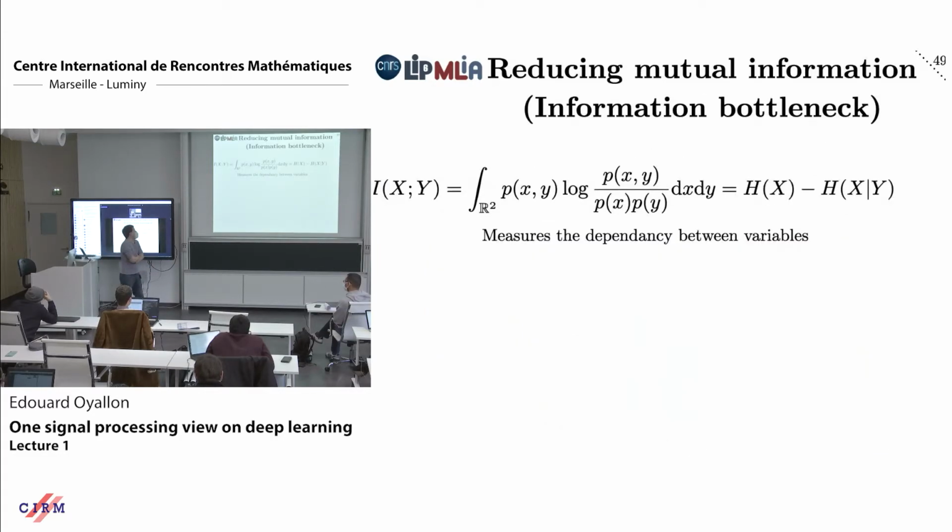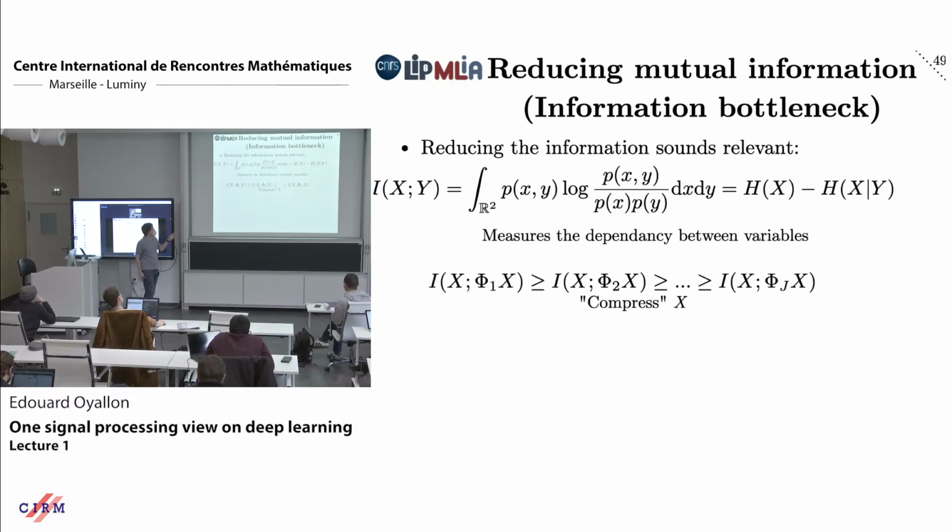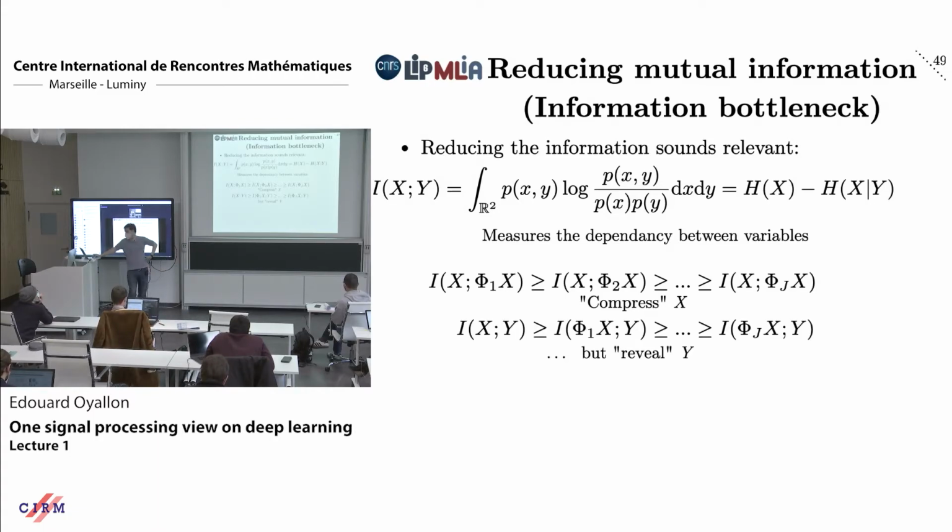Could be that progressively a given layer will try to discard some information which is related to the input sample and actually keep the information which is related to the class. And so people have proposed to use something called the information bottleneck. There is this idea that if you progressively apply some layers on some input, you're going to compress the information related to the input signal. And on the contrary, you would like to reveal the class of your signal.